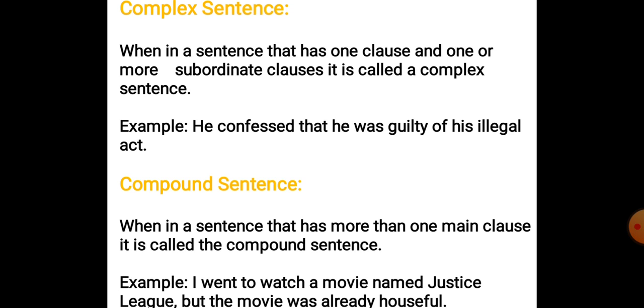Next, I was disappointed but I did not express my feelings. I was disappointed. Now, but is a coordinating conjunction. I did not express my feelings is again an independent clause. So here two clauses are joined by a conjunction. Such sentences are termed compound sentences. So these are the types of sentences. Hope you all have revised and understood in a better way.